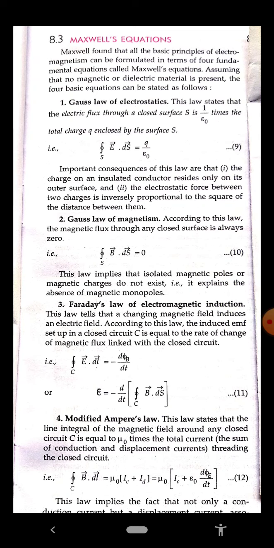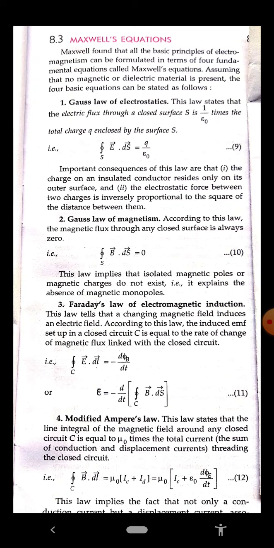The third fundamental equation, that is the third Maxwell equation that comprises electric and magnetic field, is given by Faraday's law of electromagnetic induction. We know that a changing magnetic field produces an electric field. Hence an induced EMF is set up in the given circuit, and that is given by the rate of change of the magnetic flux linked with the closed circuit. So we know that line integral of E dot dl is equal to minus d phi B upon dt. Phi B is the magnetic flux which is changing with time, and it is producing the electric field.